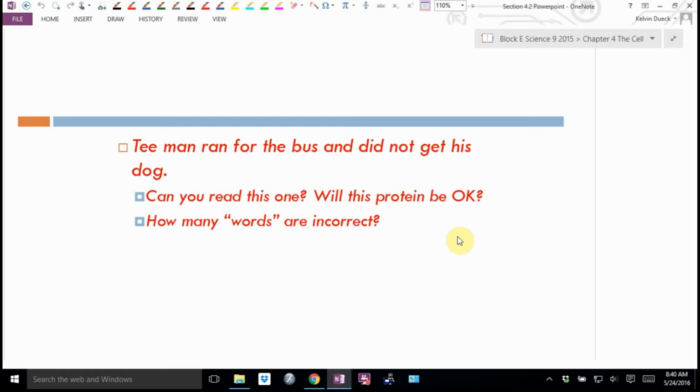Will this protein be okay? Well, maybe. Most of the sentence is still okay, Matt. How many groups of 3 are incorrect? Only 1. If that was your DNA code, we would say minor mutation. In fact, probably your body would be able to ignore it and go happily along.